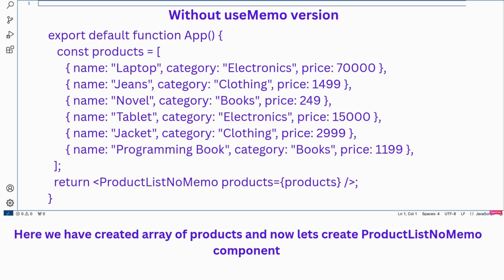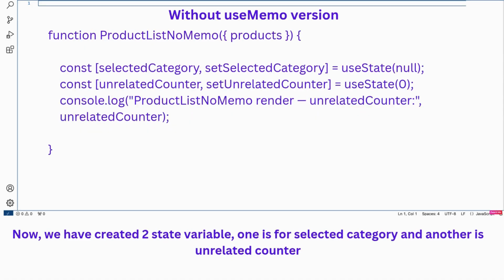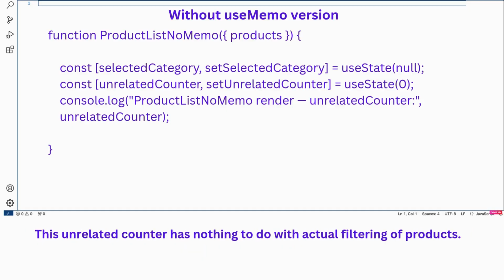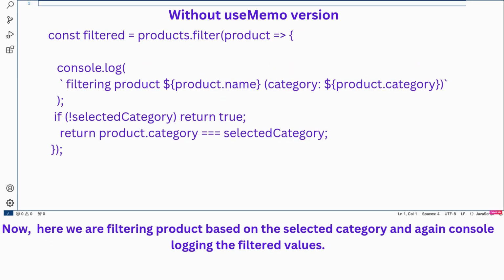Here we have created an array of products and now let's create the ProductListNoMemo component. Now, we have created two state variables, one for the selected category and another for an unrelated counter. And we are printing a console log. This unrelated counter and console log we have added to depict the use of useMemo. This unrelated counter has nothing to do with the actual filtering of products. Now, here we are filtering products based on the selected category and again console logging the filtered values.